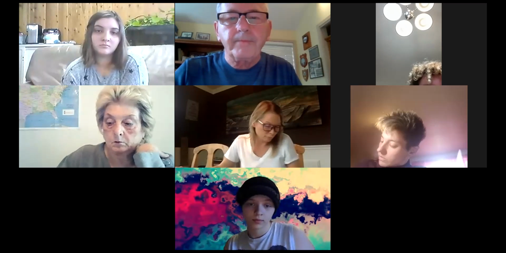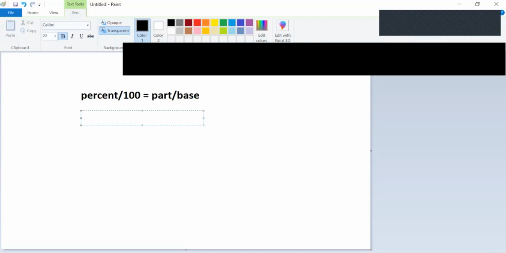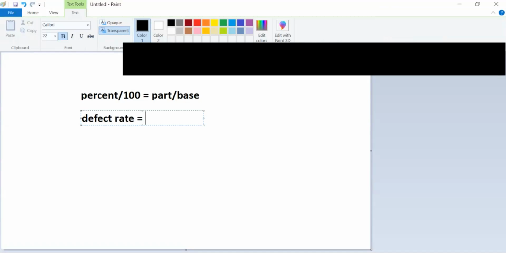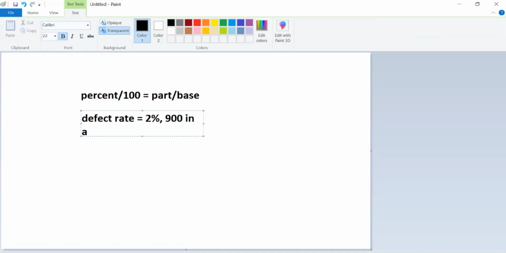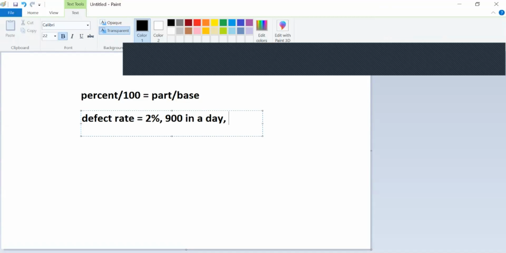I'm going to show it. Okay, right here. In this particular case, we know the defect rate is equal to 2%. It gives you that, right? We know they make 900 in a day. And so we want to know how many defective parts are going to be in a day.